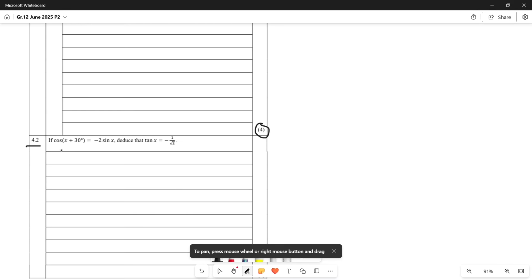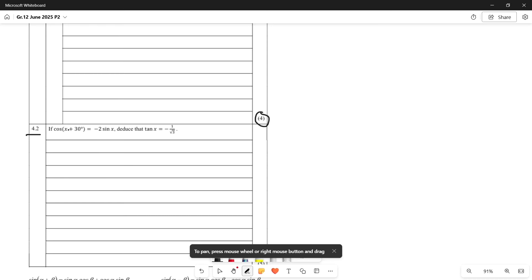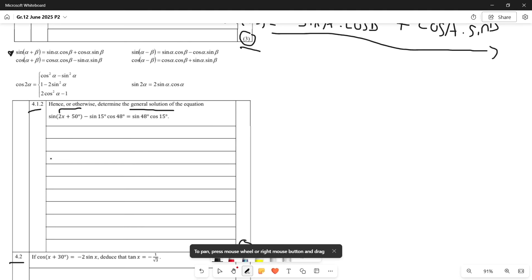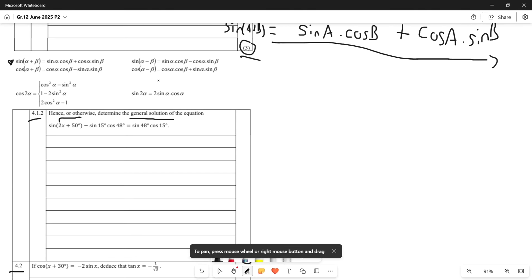So question 4.2, it says if cos(x + 30) equals negative 2 sine x, deduce that tan x equals negative 1 over the square root of 3. This is a 5-mark question. The general theme that we've had so far has been a lot to do with our compound angles, not our double angles here, our compound angles.